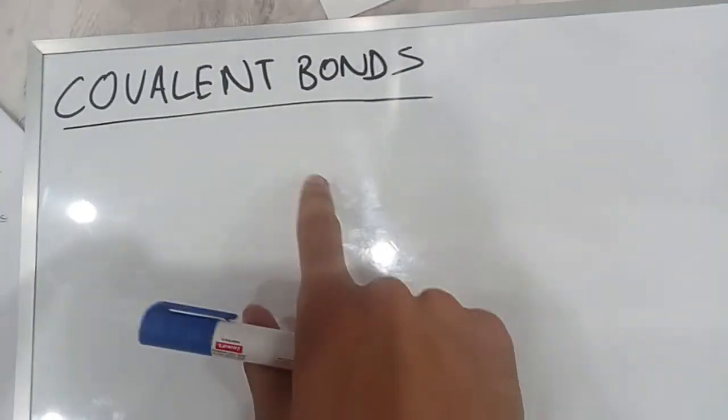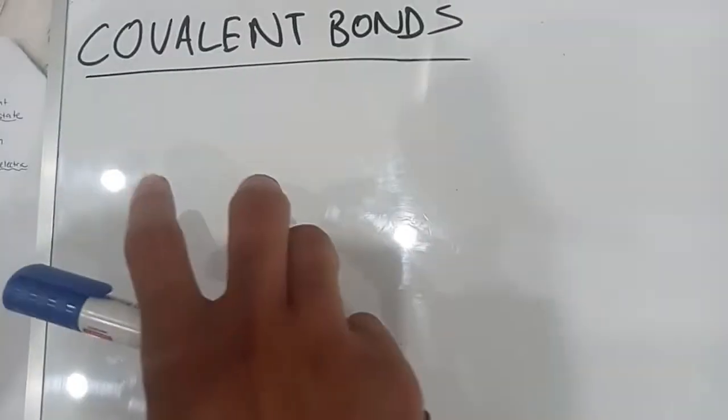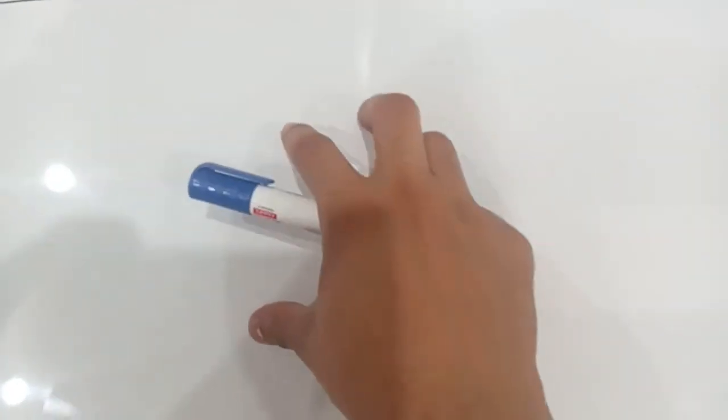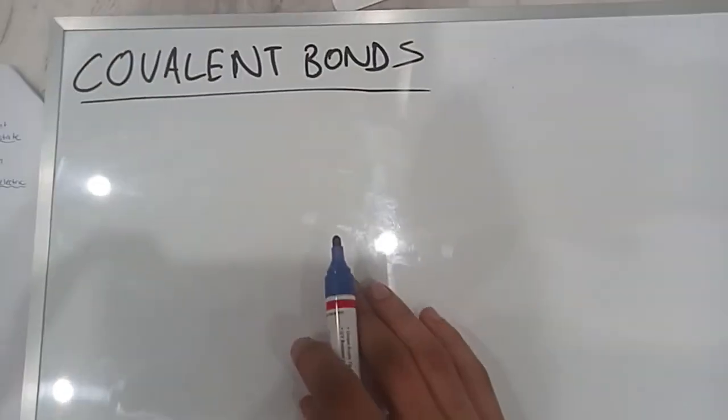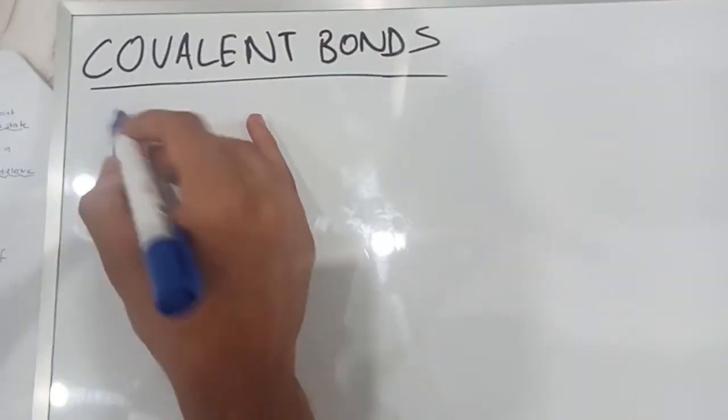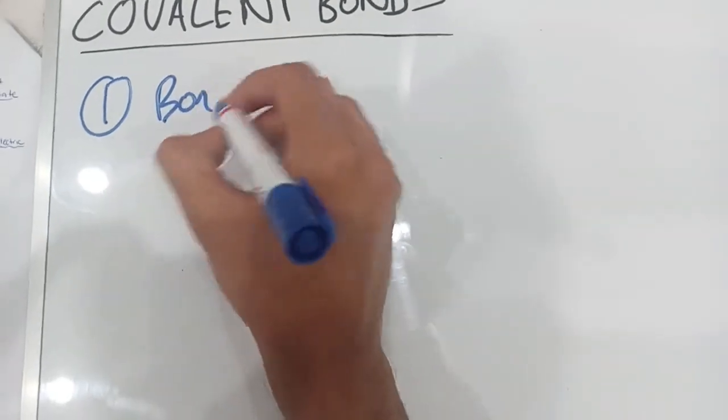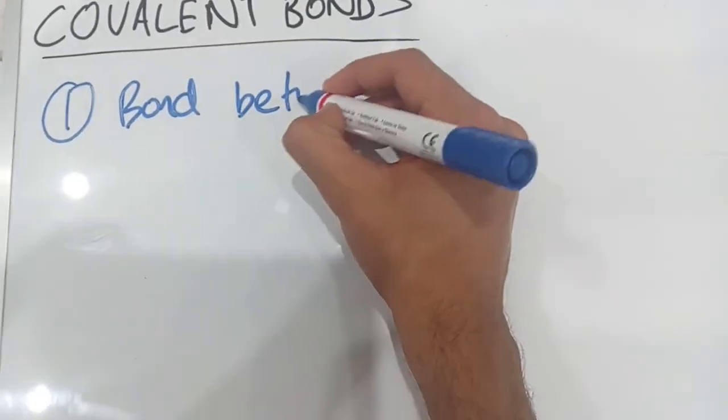Now, let's take a look at covalent bonds. What we will do is look at all the key points, then we'll form a definition, and then we'll look at a few examples and their properties. So let's get straight into it. First key point: it's a bond between non-metals.